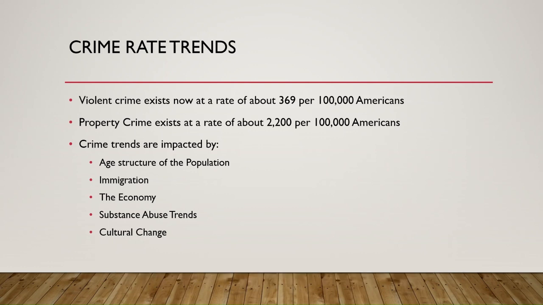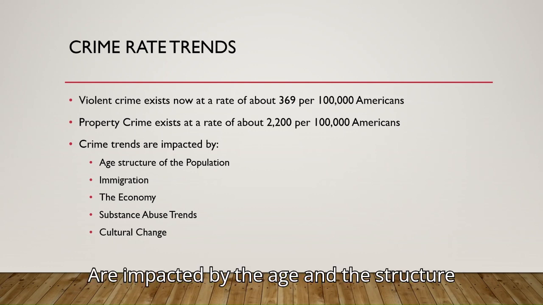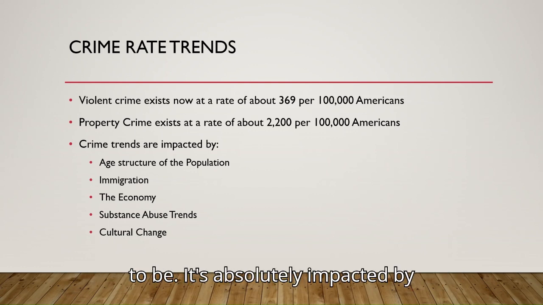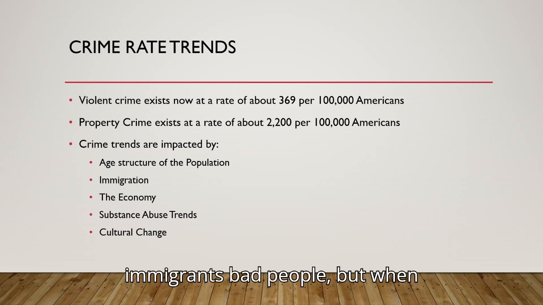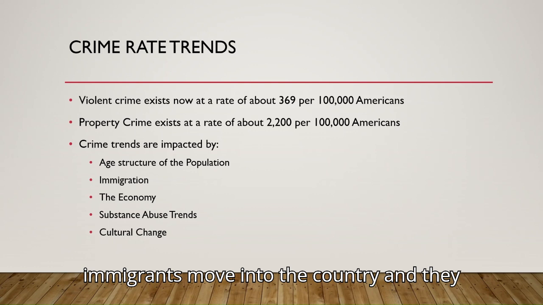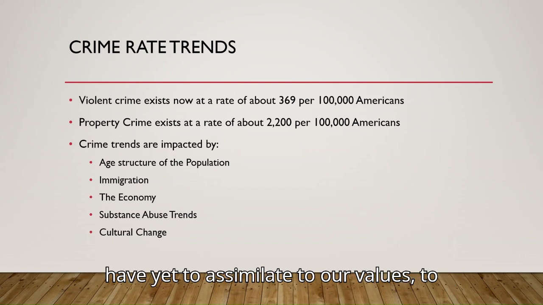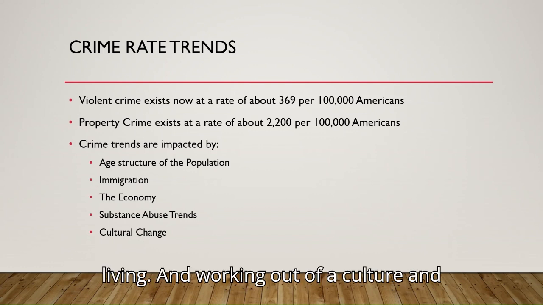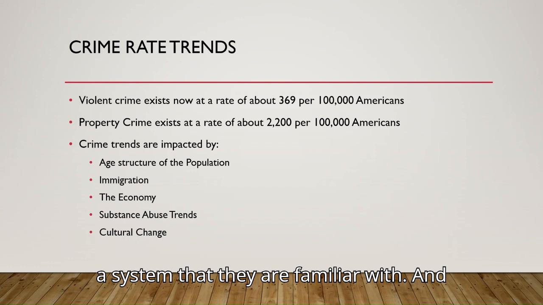Our trends are impacted by the age and the structure of the population. The younger the population, the more crime there's likely to be. It's absolutely impacted by immigration. That's not to call immigrants bad people, but when immigrants move into the country and they have yet to assimilate to our values, to our culture, and to our systems, they're living and working out of a culture and a system that they are familiar with.